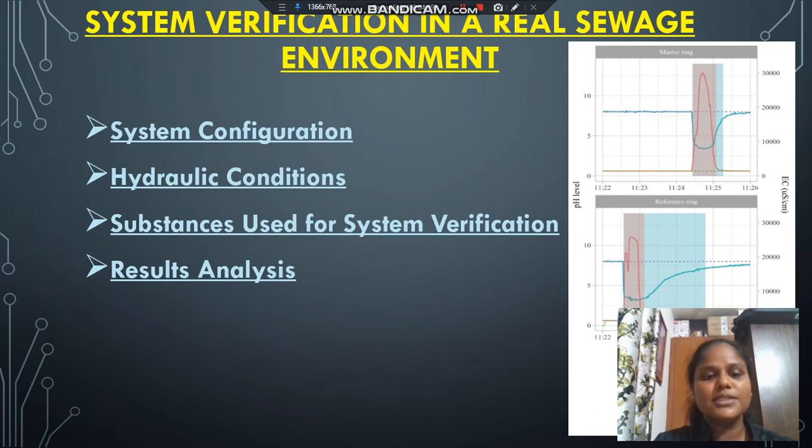Next are the substances used for system verification. The substances used for our experiment were chosen so that the pH and electric conductivity could be influenced independently of one another. Therefore, any combination of rising or falling pH could be achieved with or without a simultaneous increase in conductivity, as well as an increase in electric conductivity without a significant change in pH. Next is results analysis.